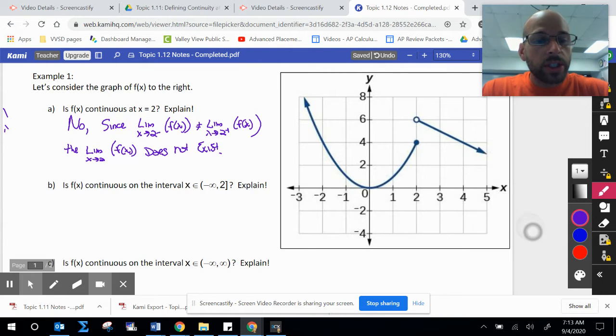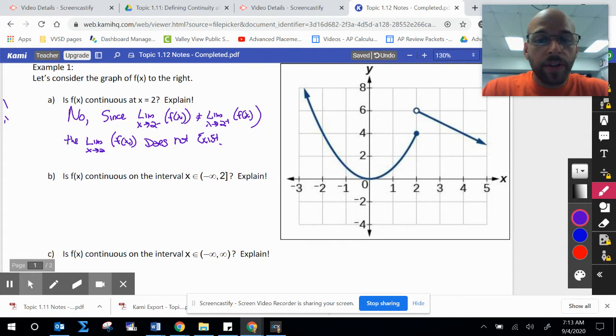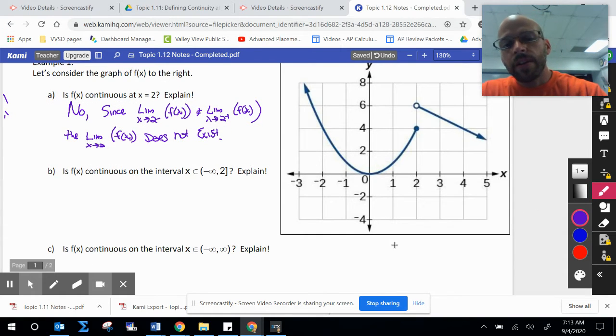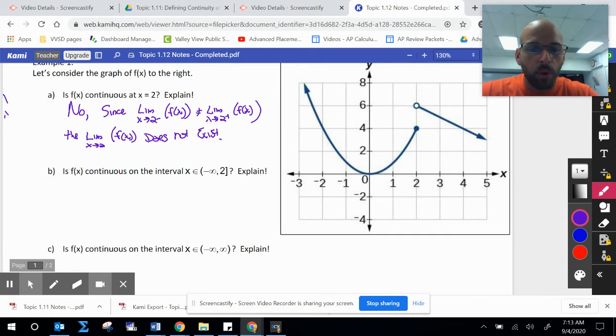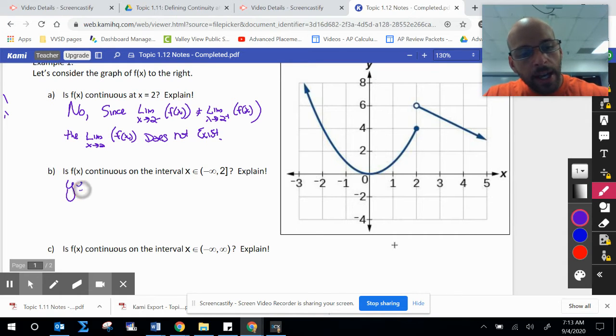All right, so now the next question, is it continuous over the interval negative infinity to 2, inclusive on the 2? All right, now from negative infinity to 2, we're looking at this, and you can see there's no breaks in my graph. There's nothing going on here. Now the only piece of interest is at 2, but we defined in the last video, if you have an endpoint, it just needs to be the limit as I approach it from the left, right? If I'm talking about the right endpoint, the limit as I approach it from the left is equal to the output. So I'm going to say here, yes.